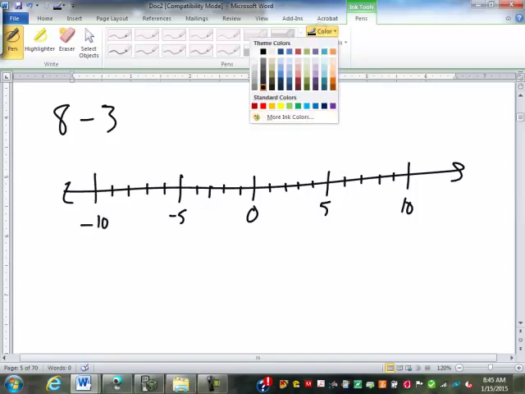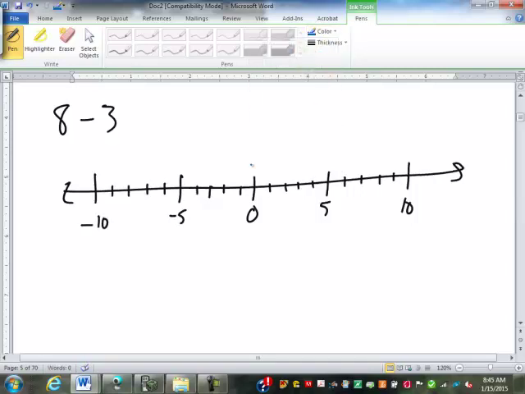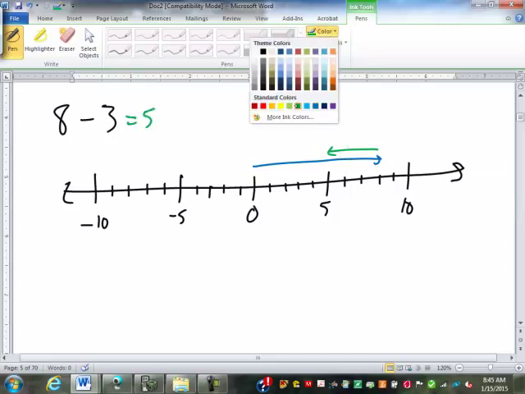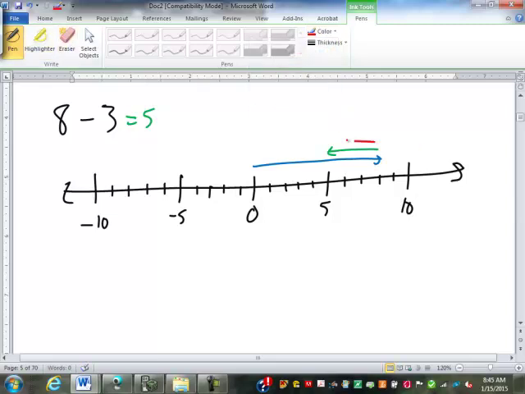Let's put this on there. 8 minus 3. Well, it would be pretty easy to say this is 8, and then minus 3 would just go back to 5, like that, because we know that 8 minus 3 has to be 5.